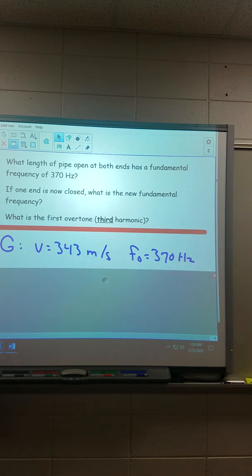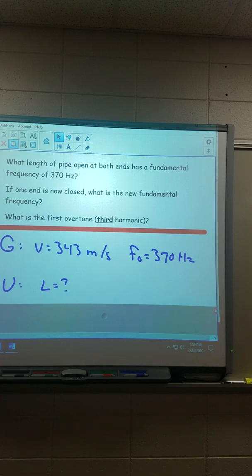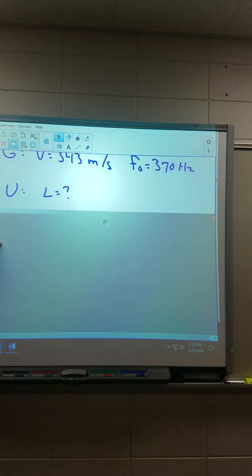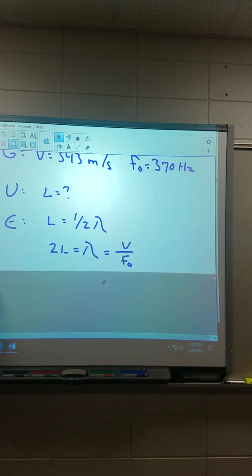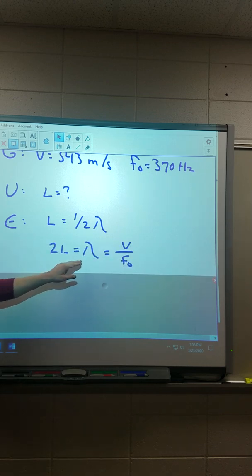So let's take what they've given us. The velocity of air, in this case, is 343 meters per second. The fundamental frequency is 370 hertz. My unknown is, what is that length if it's open at both ends? Well, I know that if it's open at both ends, my fundamental wavelength is going to be 1/2 of my lambda. So that means 2 times my length is going to be my lambda.